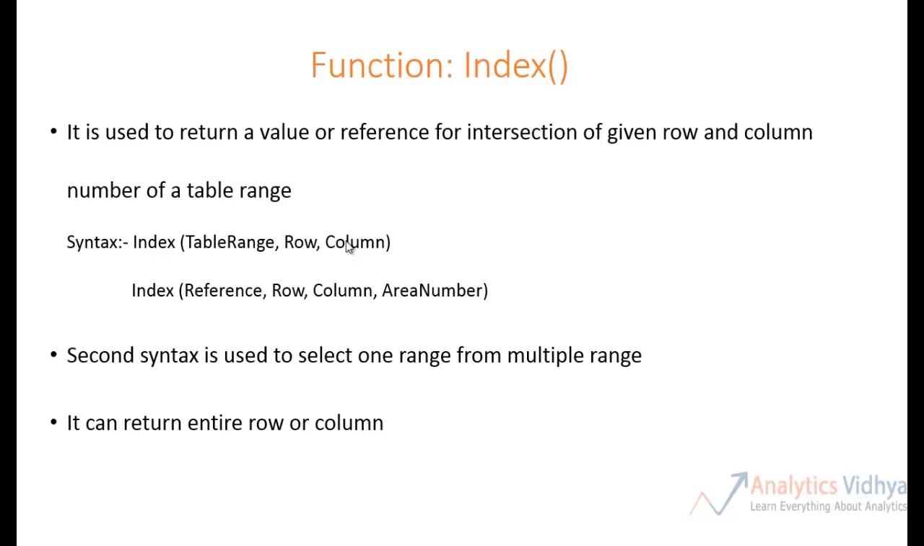Let's look at the syntax. It has two syntaxes. The first one returns the value or a reference from a given range of specified row and column number, whereas the second one returns the value or a reference from a specified range out of multiple ranges for a given row and column. Let's understand it using a problem statement.